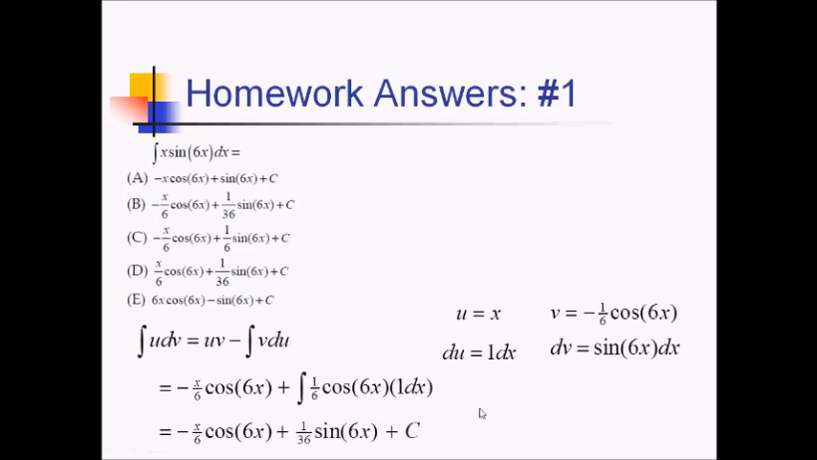And that's going to be answer choice... let's see, we have a negative 1 over 6 cosine, or negative x over 6 cosine, and then we also have to add 1 over 36, so that's choice B. They all look so similar.